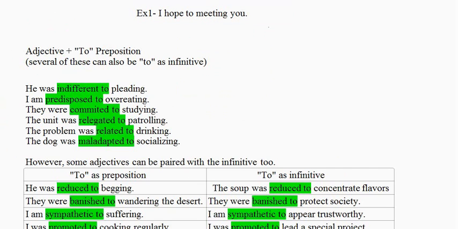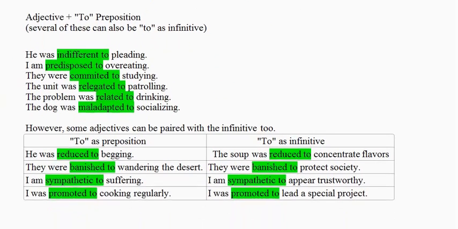The second classification is with adjectives, and sometimes the to can function as a preposition with adjectives. So here are some examples of that. He was indifferent to pleading. So it follows the same pattern as in the previous example. The to here is functioning as your preposition. So we have that same object of the preposition, which is a verb that's been transformed into the gerund, therefore a noun, therefore can function as an object.